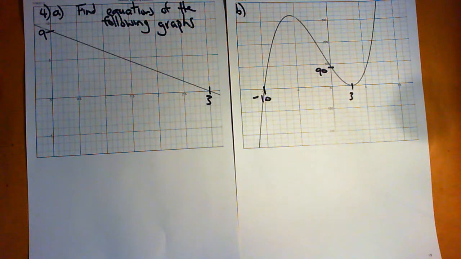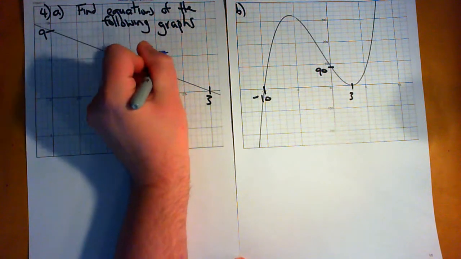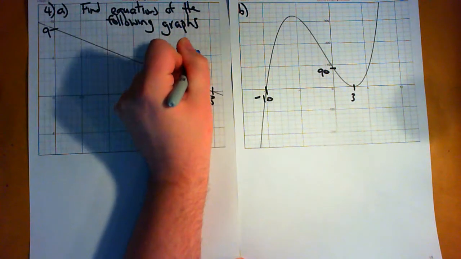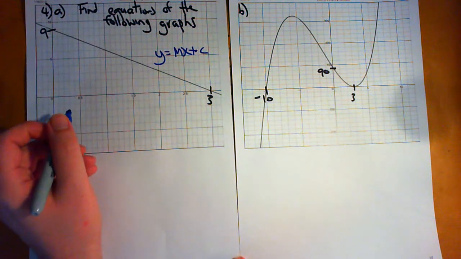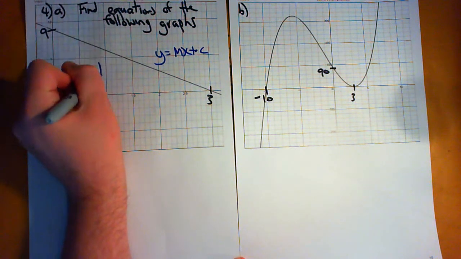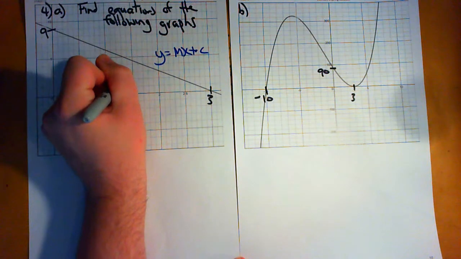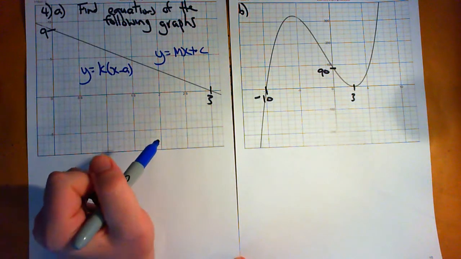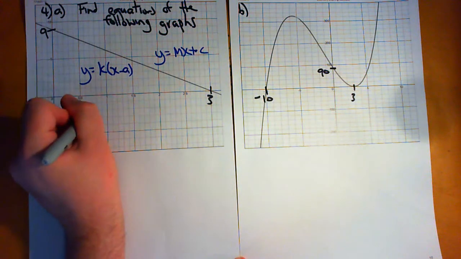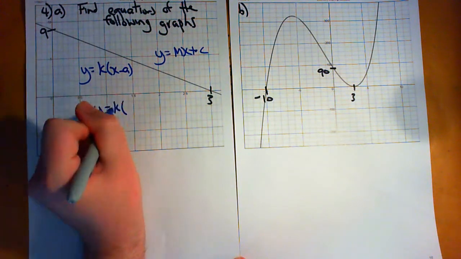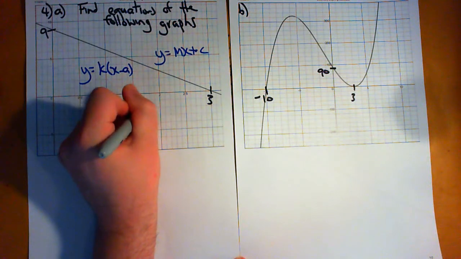So we see on the left a straight line which has a y-intercept of 9 and an x-intercept of 3. Since it's a straight line, we expect it to have the form y equals mx plus c, but we'll do it the x-intercept way, which is y equals k times (x minus a). So what is a here? A is your x-intercept, which is 3. So y equals k times (x minus 3).